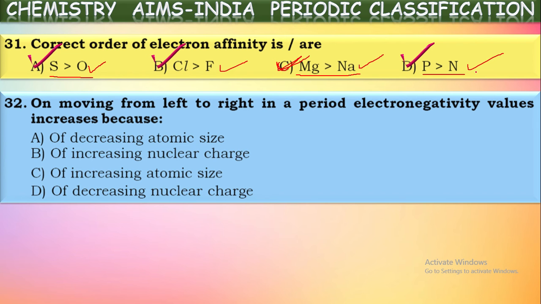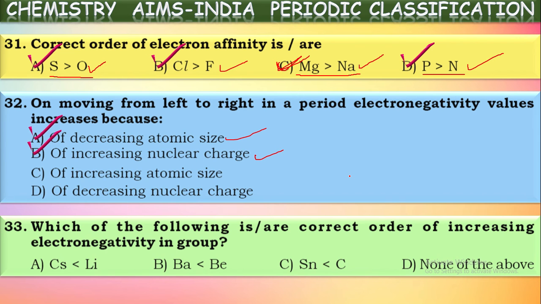So what options have they given? See, because of decreasing atomic size, this is true. And because of increasing nuclear charge, this is also true. What are the remaining reverse statements they have given? Of course, these two are correct statements, because the size is decreasing and at the same time the nuclear charge is being increased. Hence electronegativity increases.